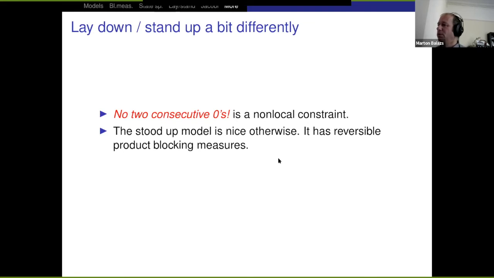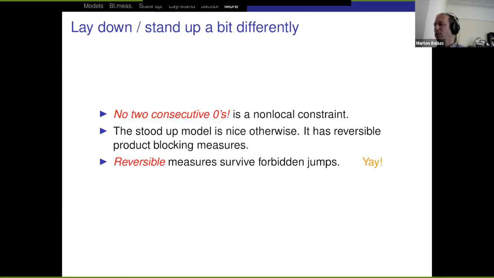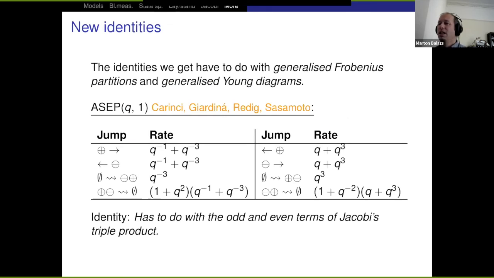You do have product blocking measures, but you have this constraint of no consecutive zeros. The good news is that reversible measures survive these kinds of restrictions. So you do have a more or less explicit description of the product measures. You can do everything which you wanted. And here I just list a couple of examples. You don't need to understand this, just mentioning really quick.